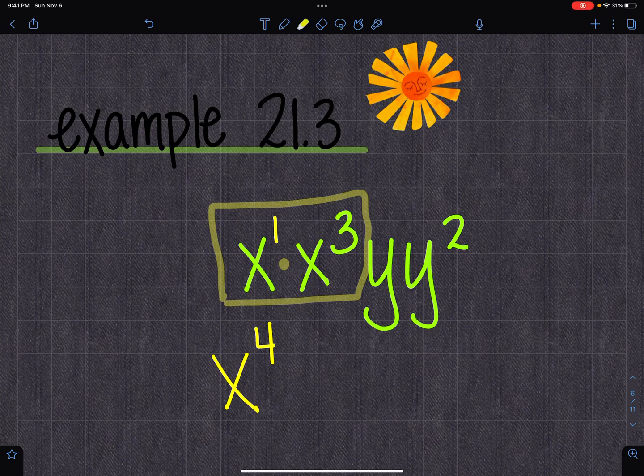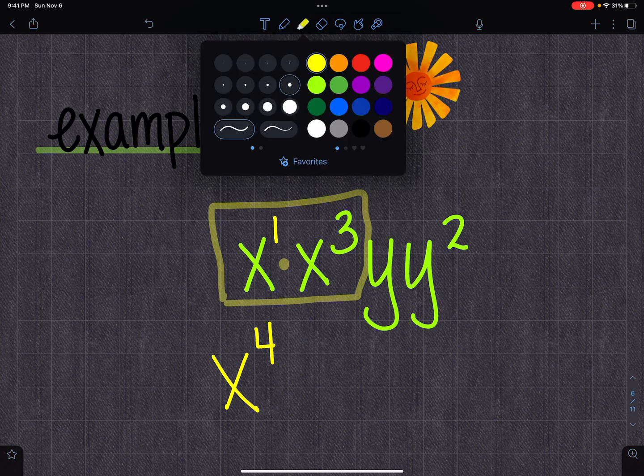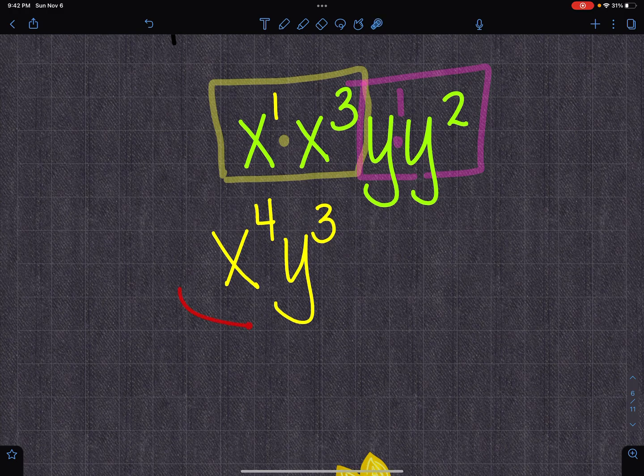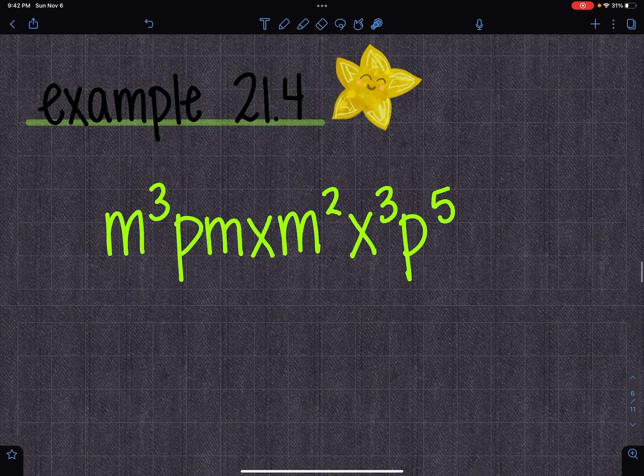Now let's deal with the y's. I'm going to get a different color so we don't get confused. We have a y and a y squared that are multiplied together. The first y has no exponent, which means it's just a 1. So now I can write y raised to the third power because 1 plus 2 is 3. And that is my final answer. So easy, right? Okay, let's do example 21.4.